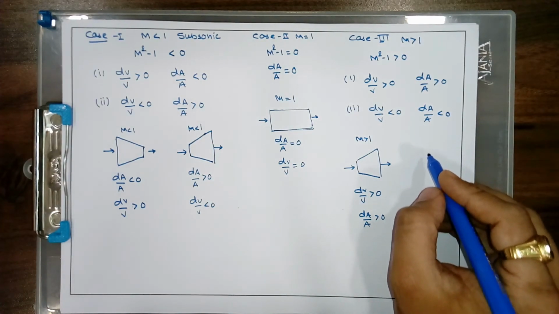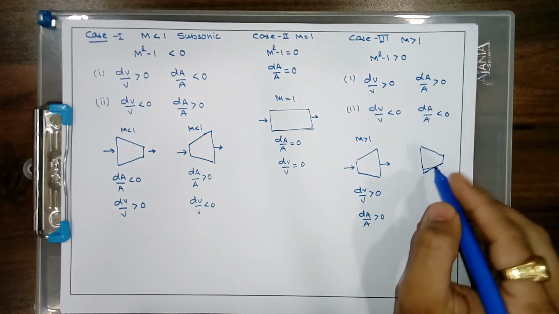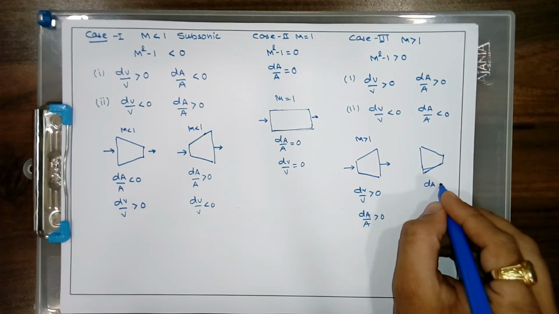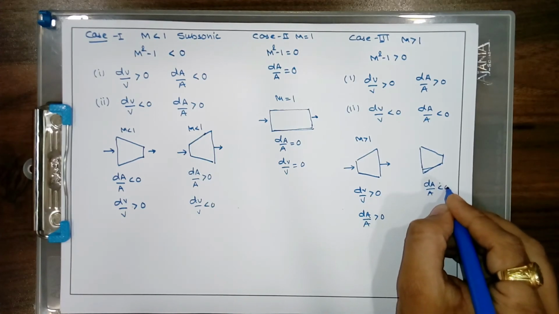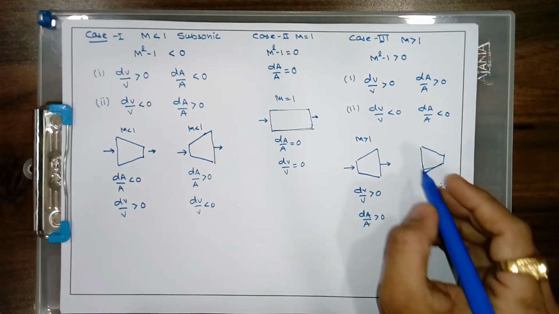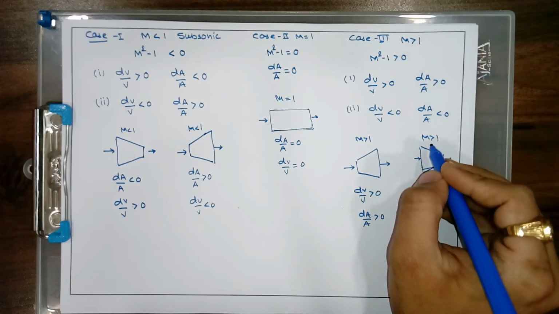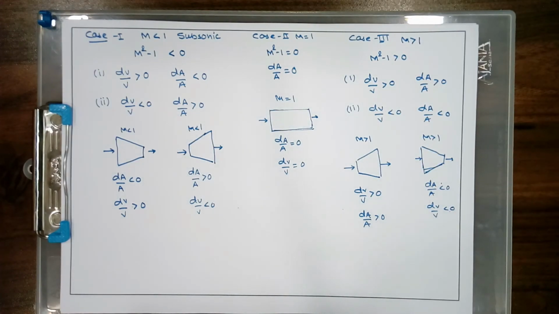In the second case, the dA by A value is less than 0, the dV by V value is also less than 0, and the flow occurs in this direction. Mach is greater than 1, the area decreases, velocity also decreases, and this kind of component is called a converging diffuser.